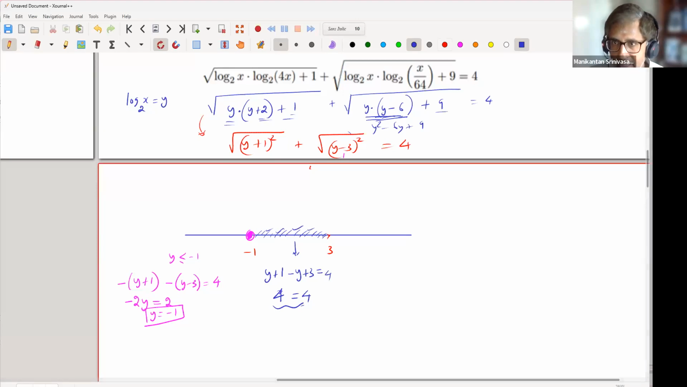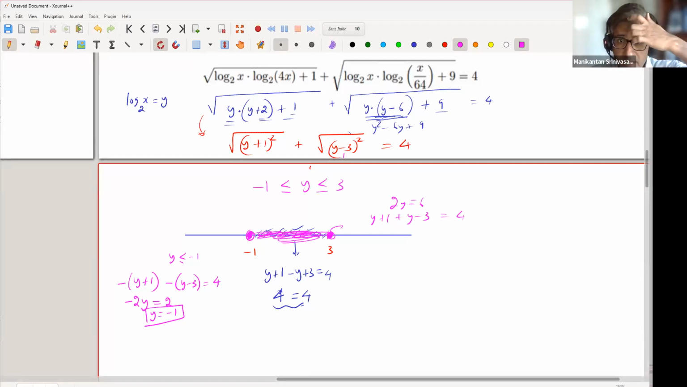And then at 3 or beyond, both become positive. So the equation just becomes y plus 1 minus (y minus 3) equal to 4, which is what we initially got. We got 2y equal to 6, and y equal to 3. So the edge cases are also covered. Everything inside this is also covered. So the final result is -1 to 3, but that's y.